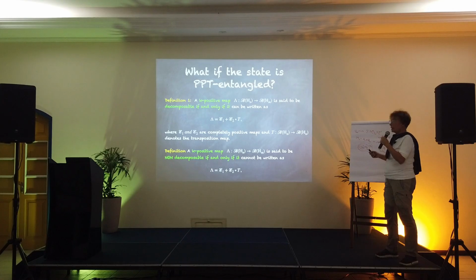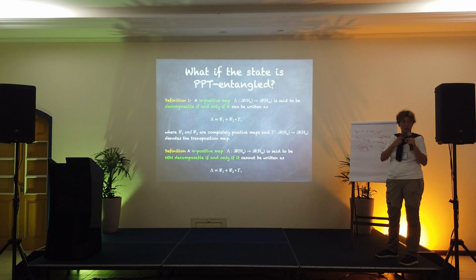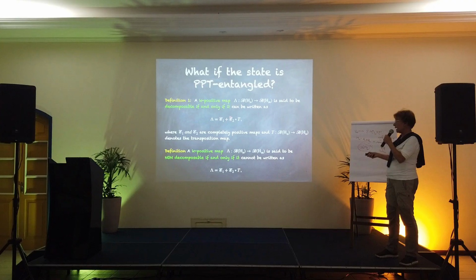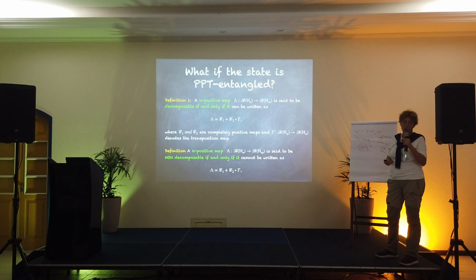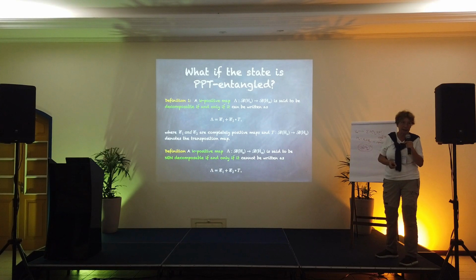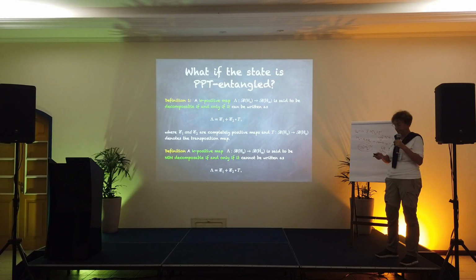And so now I can do the same that I was doing for the entanglement witnesses. I can say that a map can also be written as decomposable. A map is a positive map, and it's decomposable if and only if I can write it as a positive map plus another positive map which is composed with the transposition. E1 and E2 are completely positive maps, and D is the transposition map. So if a map can be written like that, I will say that this map is decomposable. And of course, if a map cannot be written like that, I will say that this map is not decomposable.